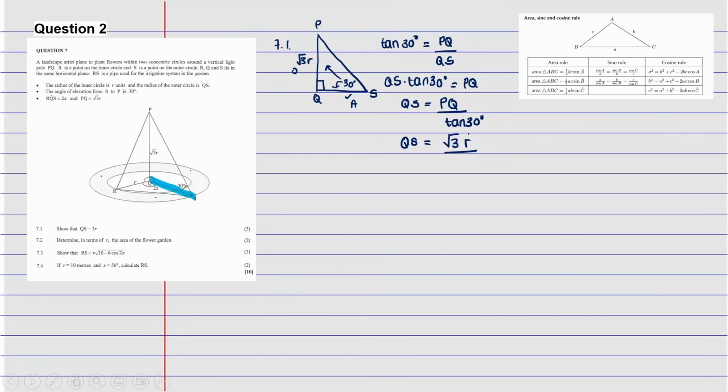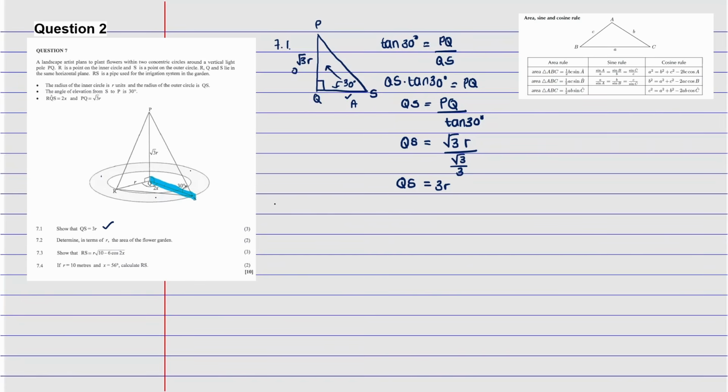When I find tan 30 degrees in the calculator, I'm going to get root 3 divided by 3. So QS is equal to root 3 R divided by root 3 over 3. You're going to get your answer as 3R. So this is exactly equal to 3R, which is exactly what they want from you. So that's how you do 7.1.